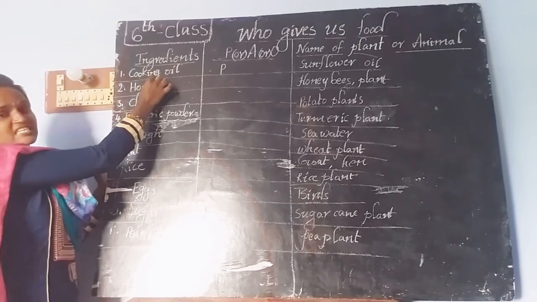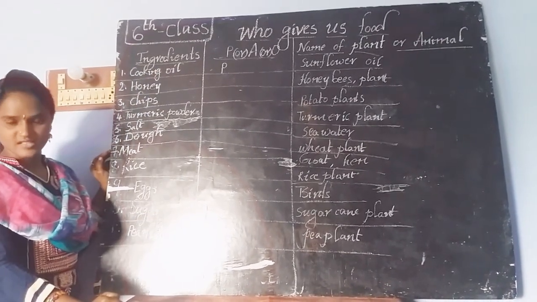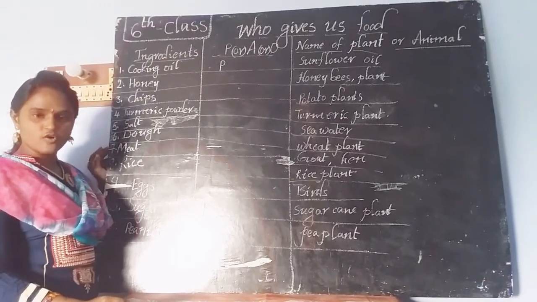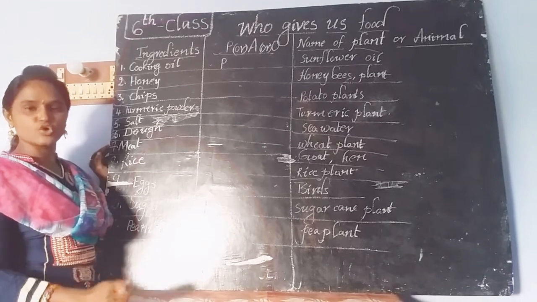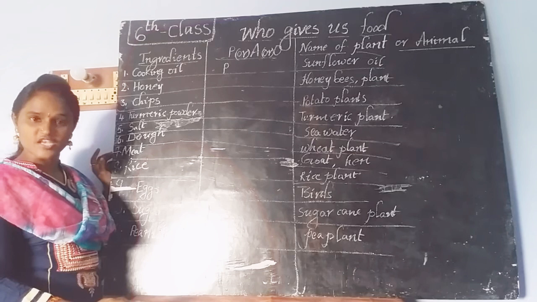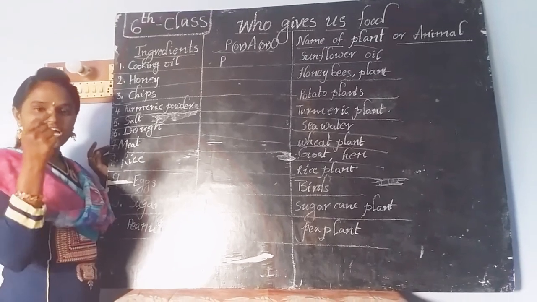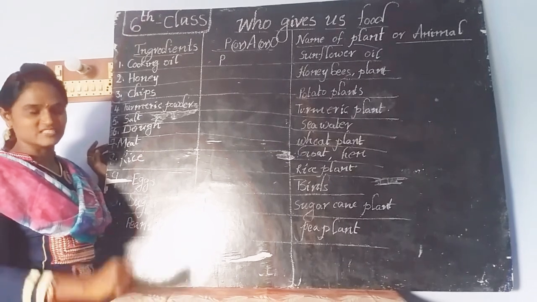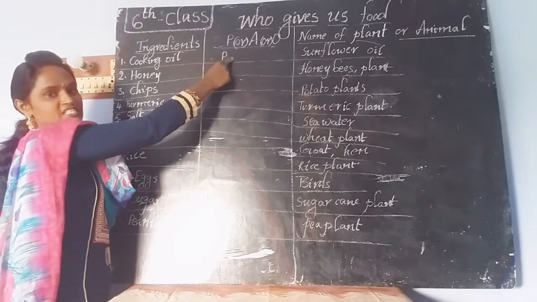Then come to the topic, a very fun topic. What is that? The first ingredient, cooking oil. We are all well familiar with cooking oil. What kind of oil does your mother use in your kitchen? Most of us are using groundnut oil. Groundnuts. From where are we getting groundnuts? Yes, from plants.